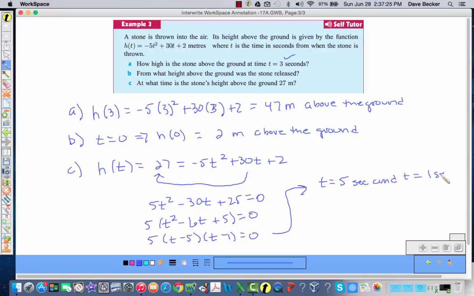Well, what does that mean? That makes perfect sense because the stone is going to travel in the shape of a parabola. So at 27 meters, it could be here and here, whatever that time is. So this would be 1 second if this was along the x-axis, and then right down here would be 5 seconds.